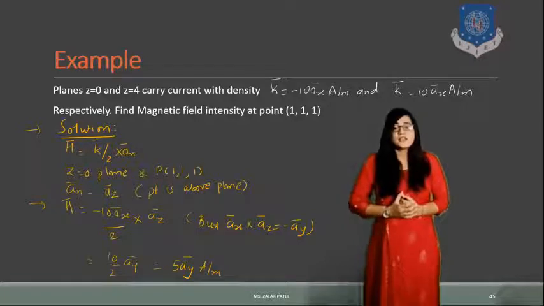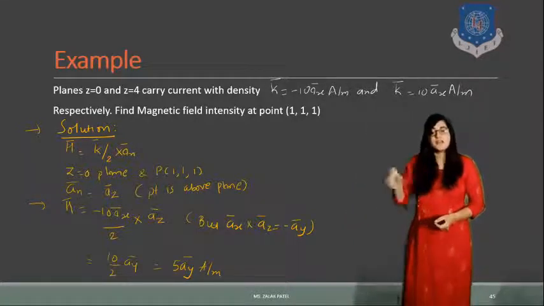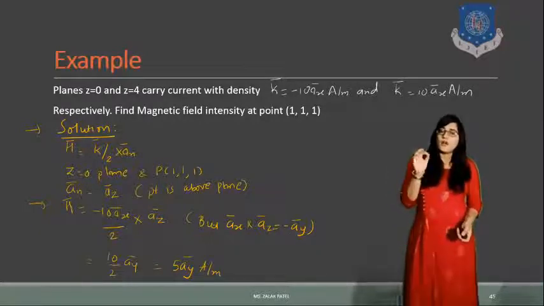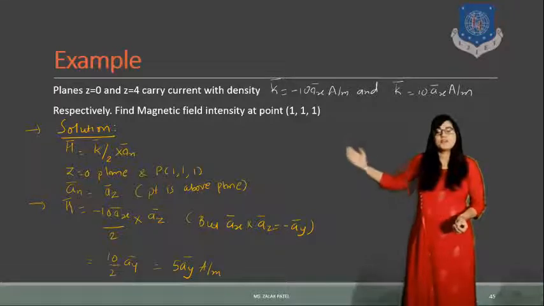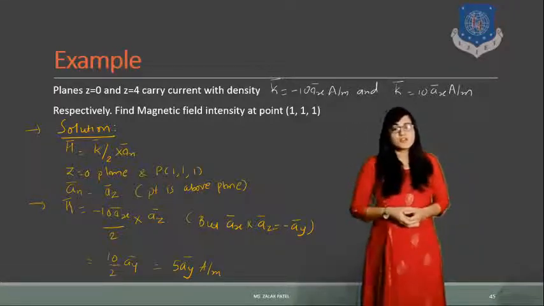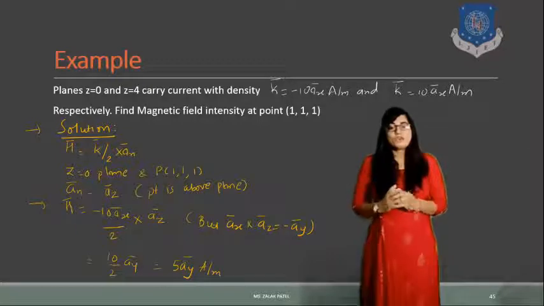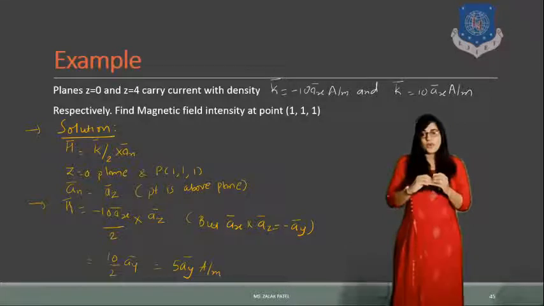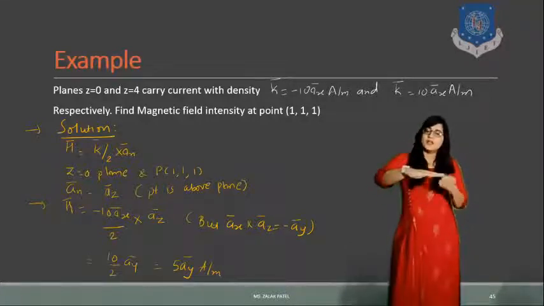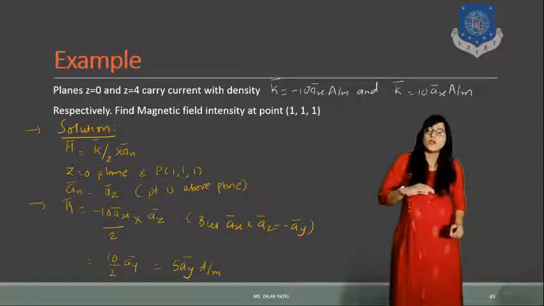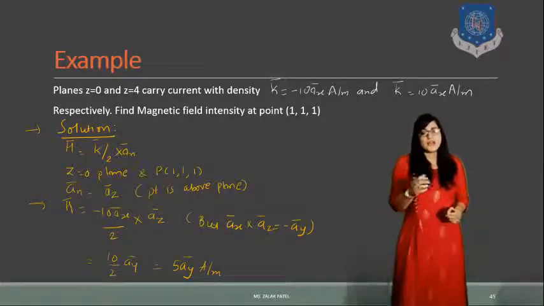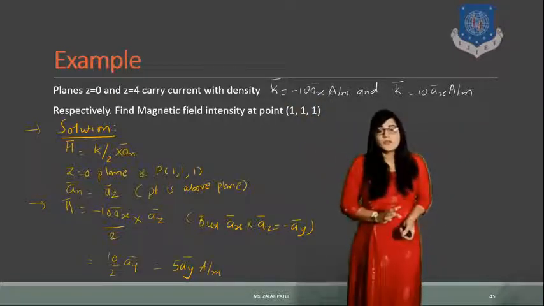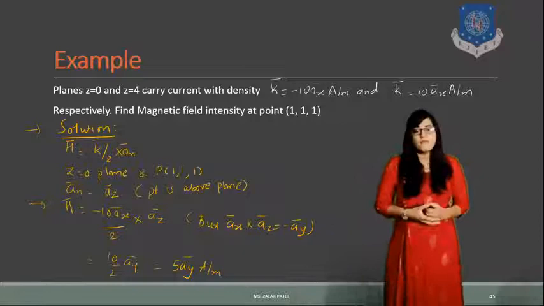Now let's take the other case in which K bar is plus 10 AX bar. In this case, you again have to take a point and plane combination. That point is 1, 1, 1 and our plane is z equal to 4. If you see, the given point is below the z equal to 4 plane. So if the point is below the plane, then you have to take the direction as negative. But which negative? Obviously in the direction of the given plane, so it is minus Az bar.